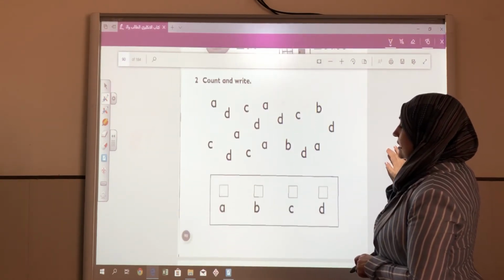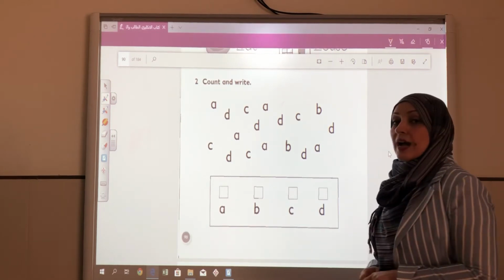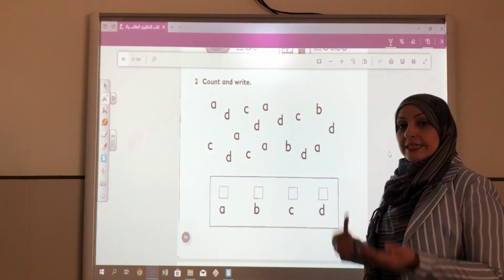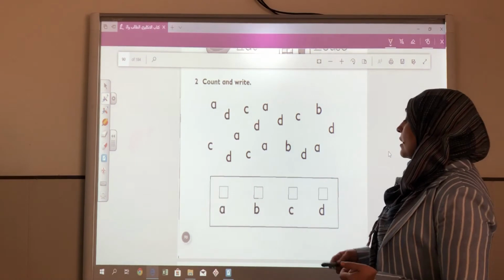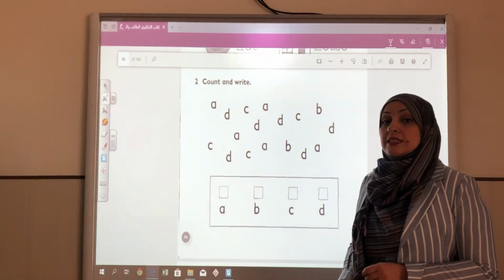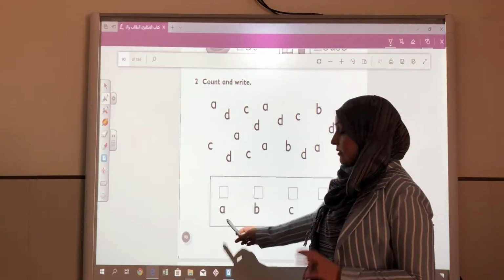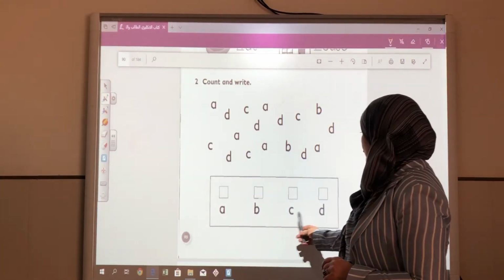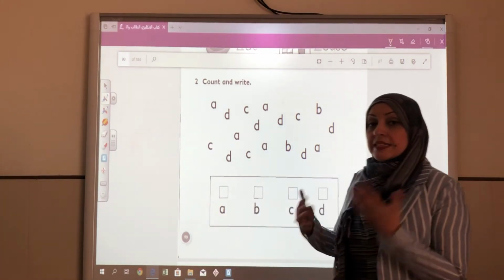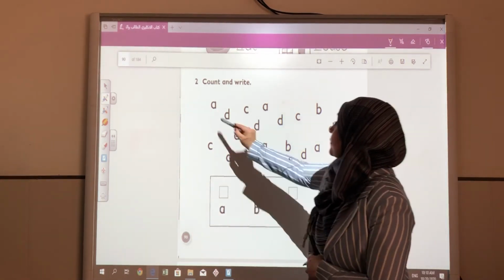This activity said count and write. Count. Write, we will write the number. He point A, B, C, D. Letter A. Let's count letter A. How many?